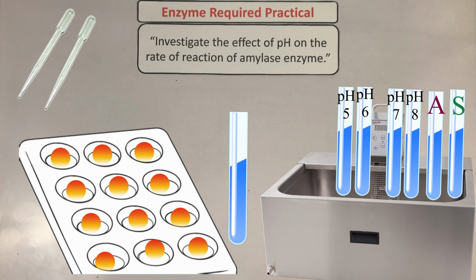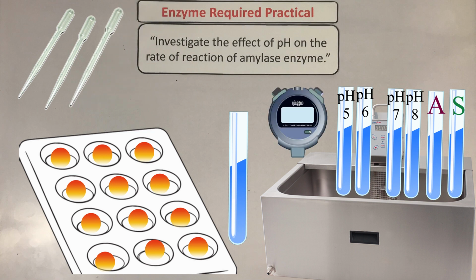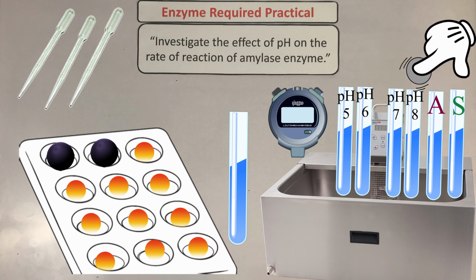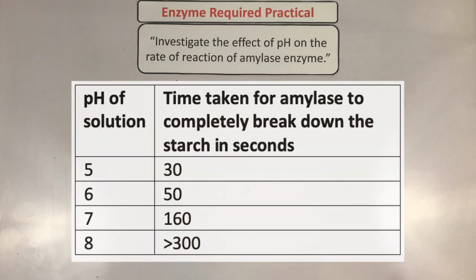Number 6, you use another syringe to add 2 centimeters cubed of your starch solution to the same test tube. As soon as you do that, number 7, you start your stopwatch and leave the time running. Mix your test tube using a glass rod, that's number 8. Number 9, after around 10 seconds, you add your drop of your mixture into the first depression in your spotting tile. Number 10, you rinse your rod and you keep repeating these steps until the iodine stays orange. This means that the starch has been broken down. There's no more starch in the solution. Repeat these steps with your other pHs and then you record your results in a table like this one.